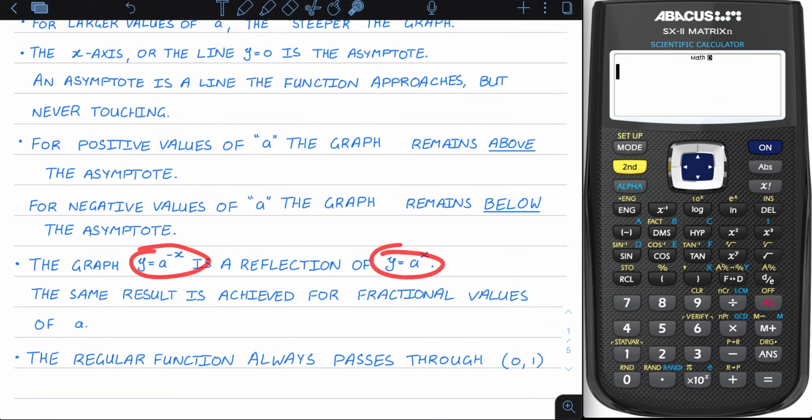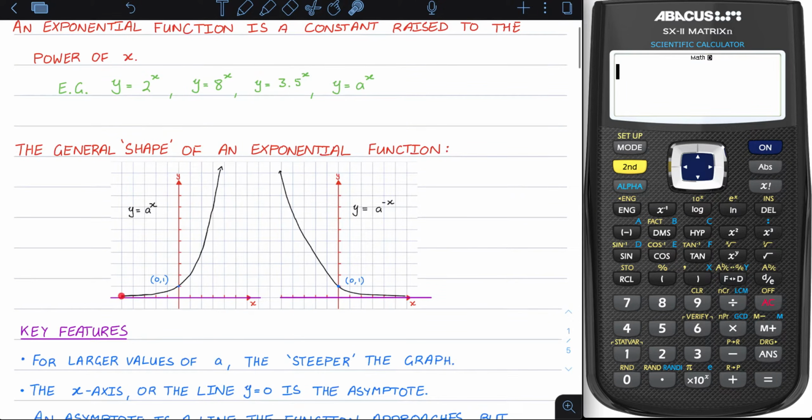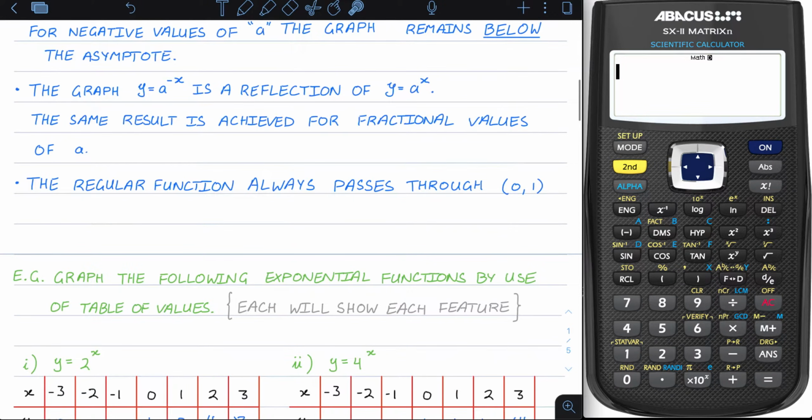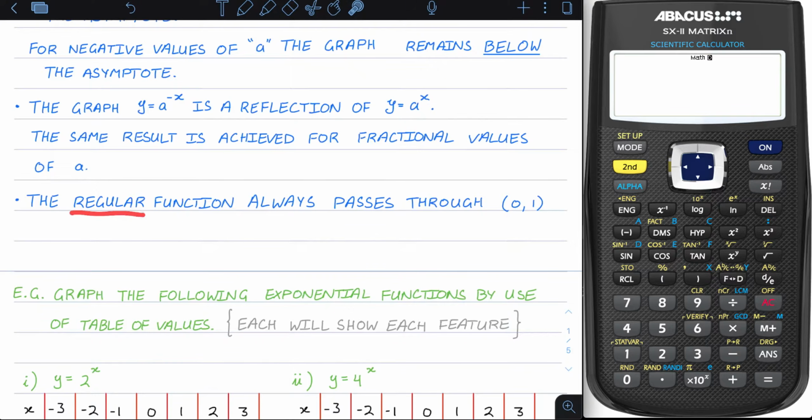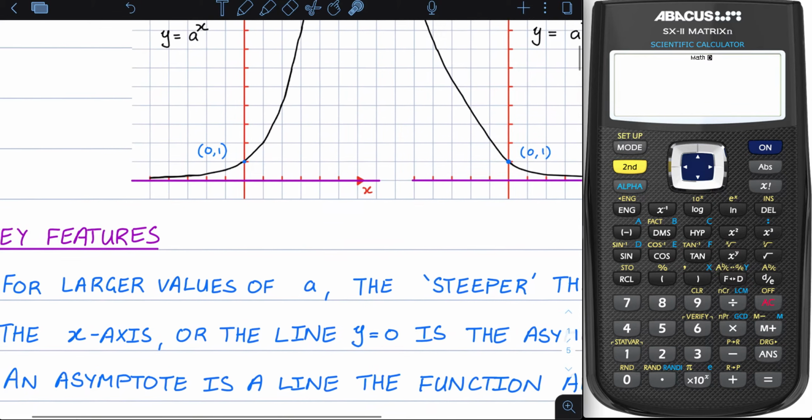This one I've already noted, that a to the power of negative x is a reflection of a to the power of x. So this is the regular graph. If we now make x negative, it would be a reflection like this. So if I draw both of them, that's the regular. A to the power of negative x would be a reflection like so. And lastly, the regular function always passes through 0, 1. So it'll always pass through this point here.